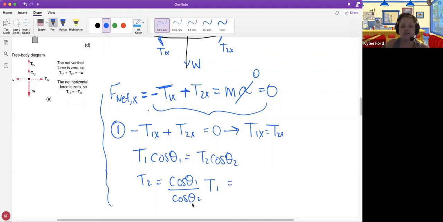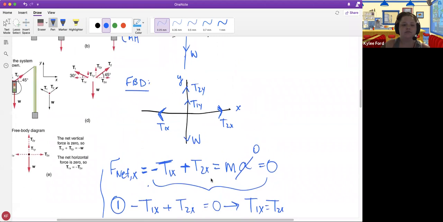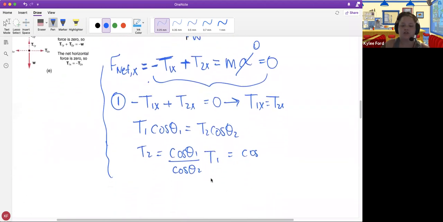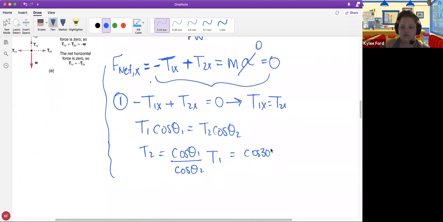And I can actually plug this value in, so it's just some constant out front. So my theta 1 is 30 degrees. So cosine of 30. And then my theta 2 was 45 degrees. Okay. So then I would plug that into my calculator. And I will get 1.22 times T1. So this is like an intermittent equation.